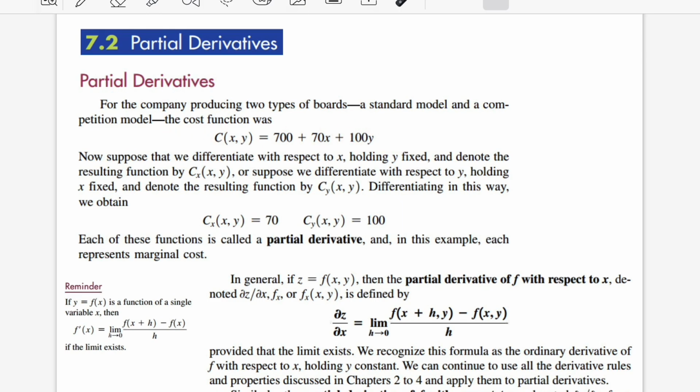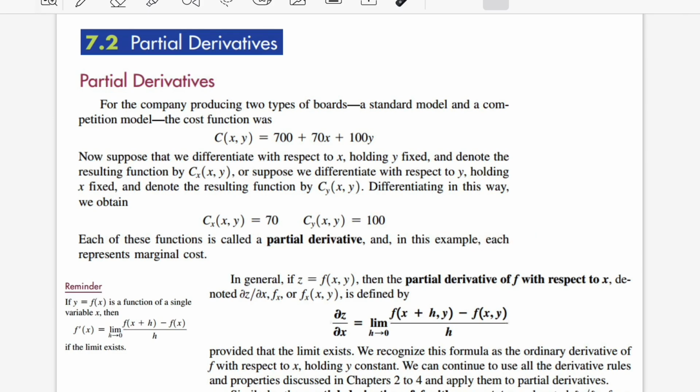So if we wanted to differentiate this with respect to x, holding y fixed, and denote the resulting function by c sub x, or suppose we differentiate with respect to y, and then in this case holding x fixed, we would denote the resulting function by c sub y. Differentiating in these ways here, we would obtain this guy here and this guy here. And each of these functions is called a partial derivative.